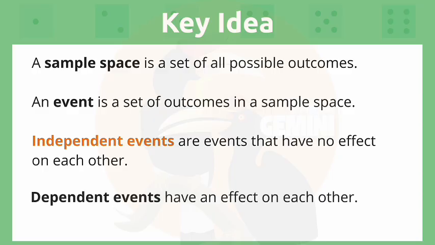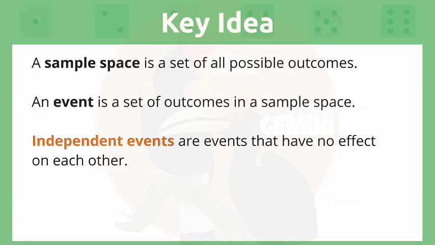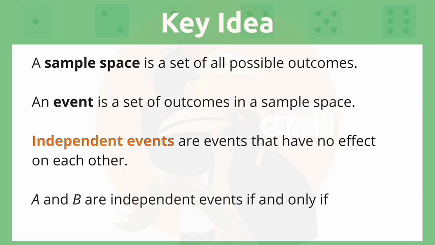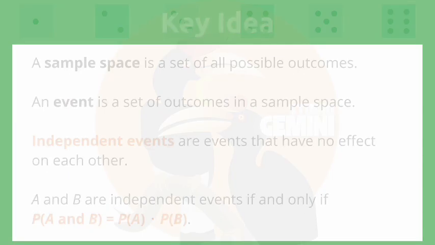But in some cases, it's not obvious whether one event affects another. So how do we tell if two events are independent? Well, we can use their probabilities. Events A and B are independent if and only if the probability of A and B both occurring is equal to the probability that event A occurs times the probability that event B occurs. Great! Let's practice identifying independent events in some examples.